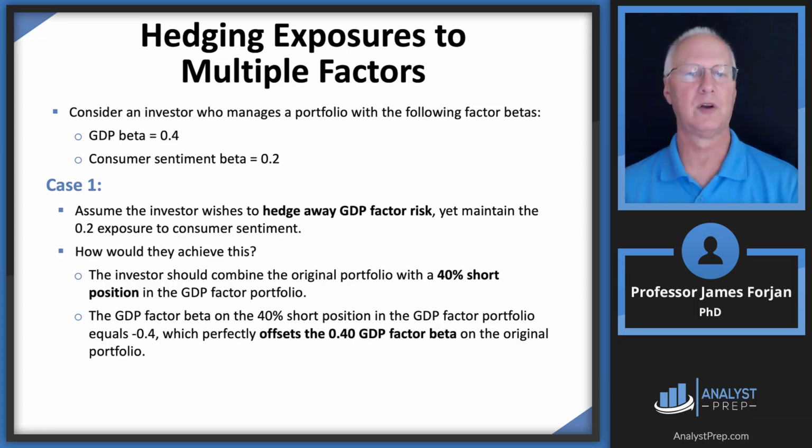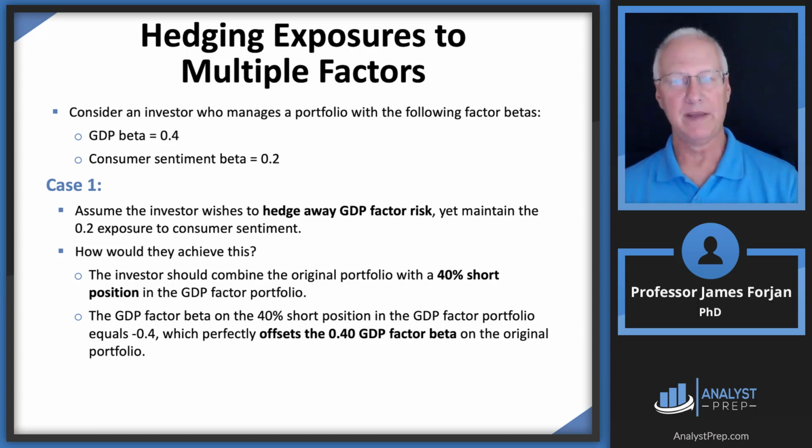So it makes sense for us to look at some examples here. So let's consider an investor. Portfolio GDP beta of 0.4, consumer sentiment beta of 0.2. So assume the investor wants to hedge GDP factor risk, yet maintain the exposure to consumer sentiment. Well, how do they do this? Well, I just told you this on the previous slide.